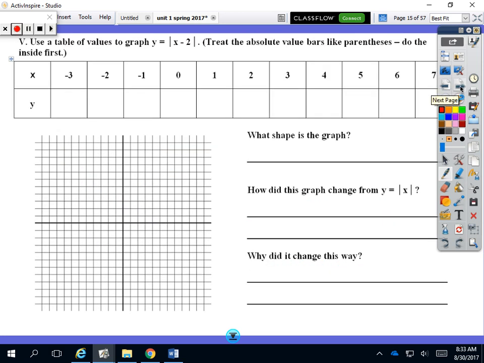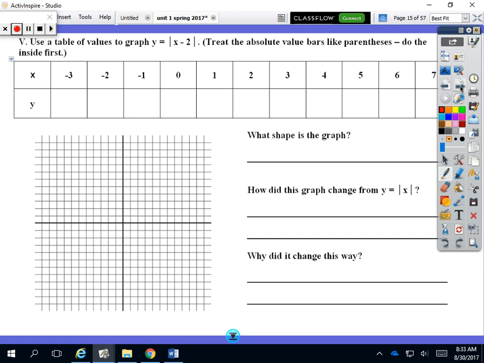Okay, so now let's flip your paper over, and I notice now I'm going to subtract 2 inside. So let's make a prediction. What do you think is going to happen when you subtract 2 inside? Well, when we added 2 inside, it shifted left. What do you think is going to happen when we subtract 2 inside the function? Well, I'm not going to tell you the answer. I'm going to let you think about it. You may already know, but let's plug in our numbers.